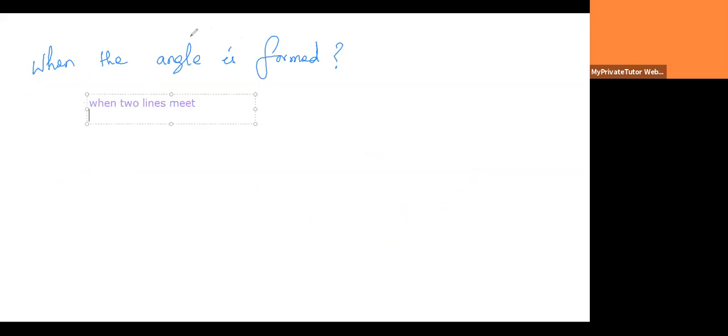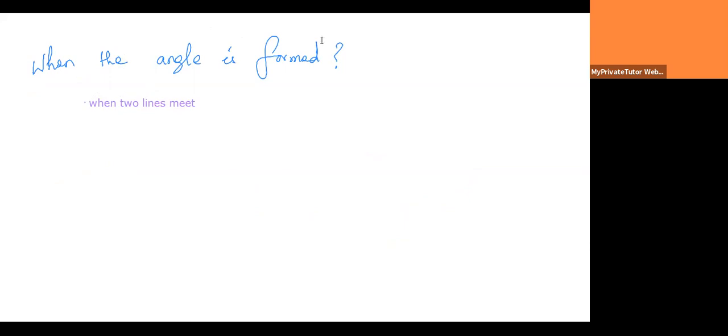So what are the types of angles? The question is, when is an angle formed? Anybody again? When is the angle formed? Exactly. That's a perfect way of explaining. You can just have a look at the definitions.